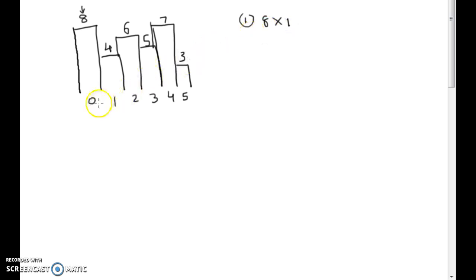So that would be 8 times 1. Remember, each one is unit width, right? So one is the width. So this is the width, and this is the height, right? So 8, right? 8 meter square, or whatever they want to call that.